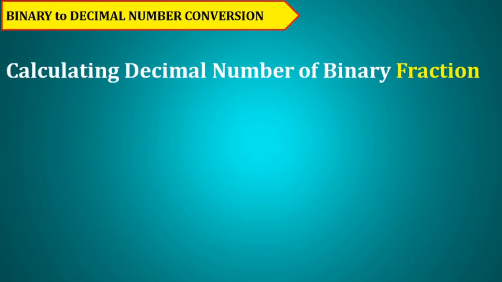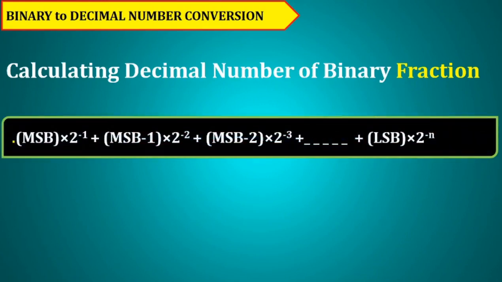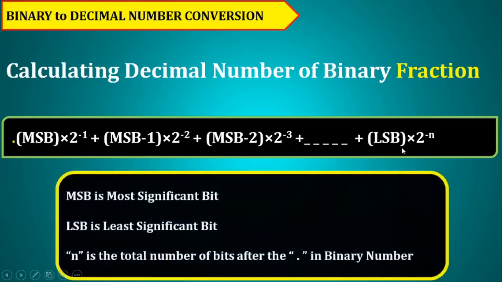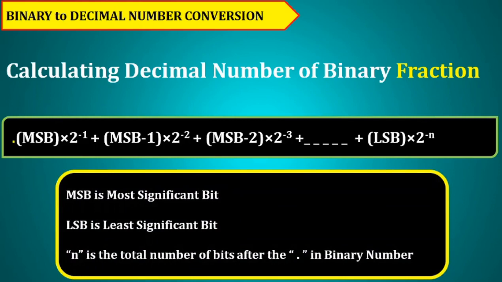Let's calculate the decimal number of a binary fraction. Those are the bits which are placed after the point in any binary number. Here you can see I have put a dot. The bit adjacent to this point is the most significant bit, and as you move away from this point you go towards the least significant bit. As you know, MSB is the most significant bit, LSB is the least significant bit, and N is the total number of bits present after the point in the binary number.